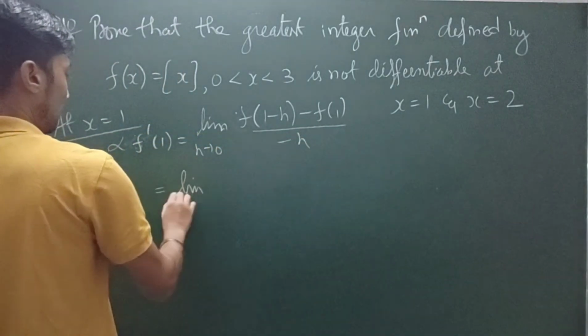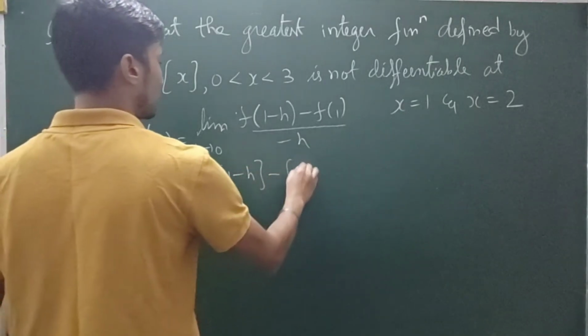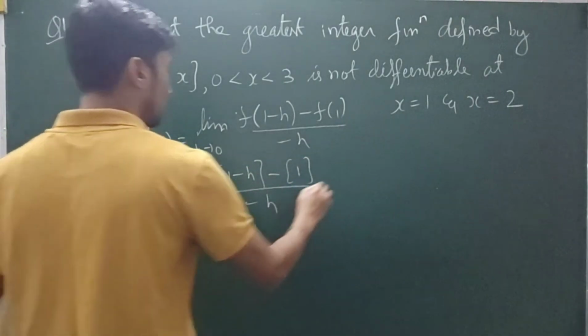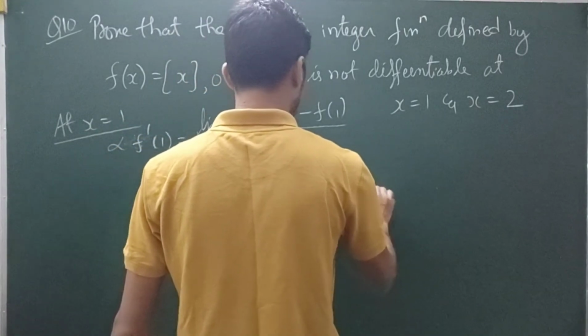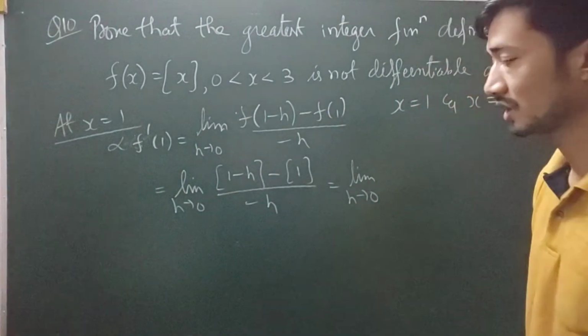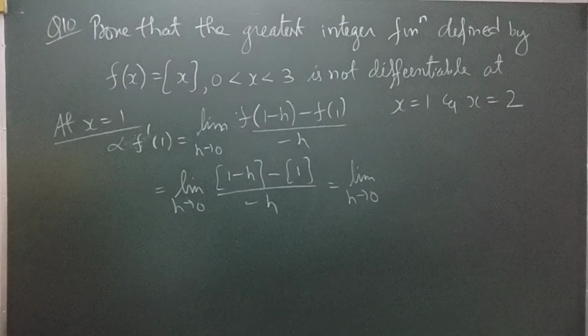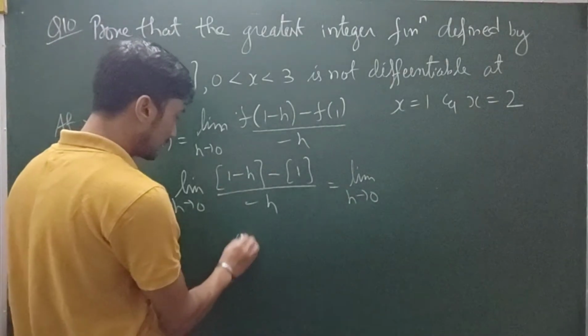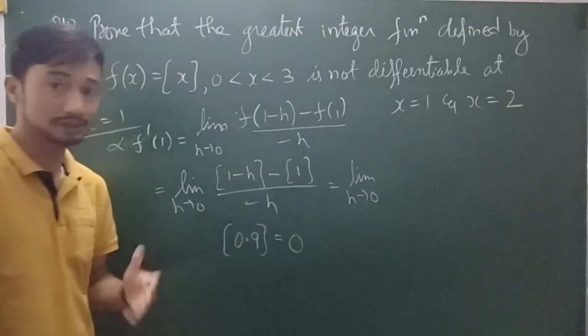So that is going to be the limit as h tends to 0 of the greatest integer function of 1 minus h, minus the greatest integer function of 1, divided by minus h. Now 1 minus h, what will be the greatest integer function of 1 minus h? 1 minus h is slightly less than 1. Let's say 0.9. So what is the greatest integer value of 0.9? Of course it's 0. That's why it's called the floor function.